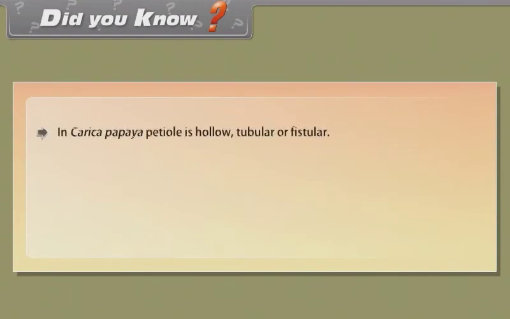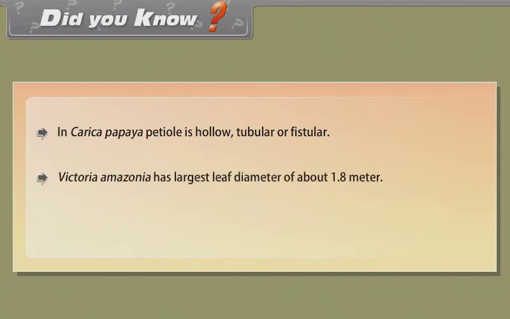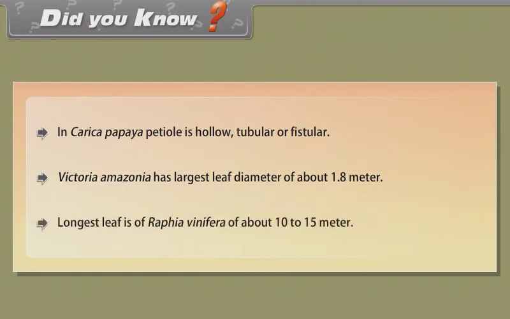Did you know? In Carica papaya, the petiole is hollow, tubular, or fistular. Victoria amazonica has the largest leaf, with a diameter of about 1.8 meters. The longest leaf is of Raphia vinifera, about 10 to 15 meters.